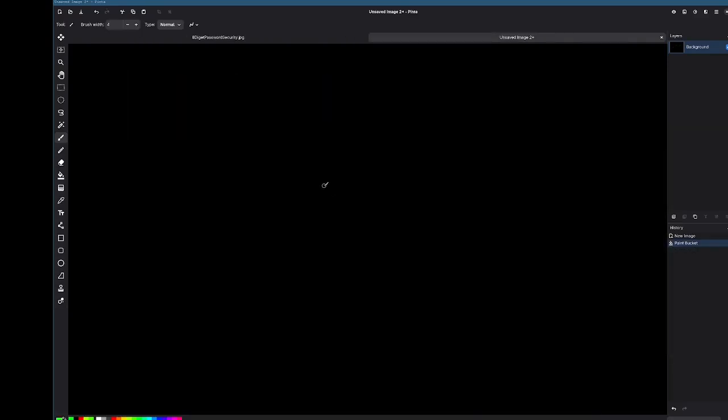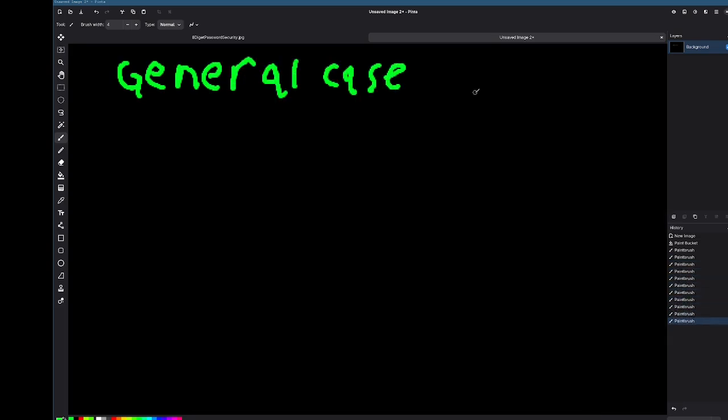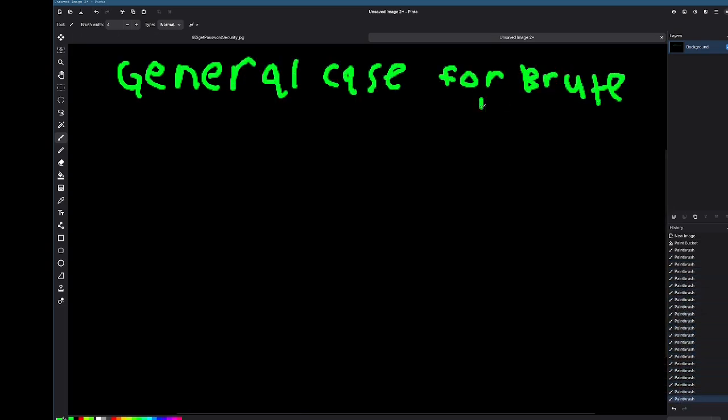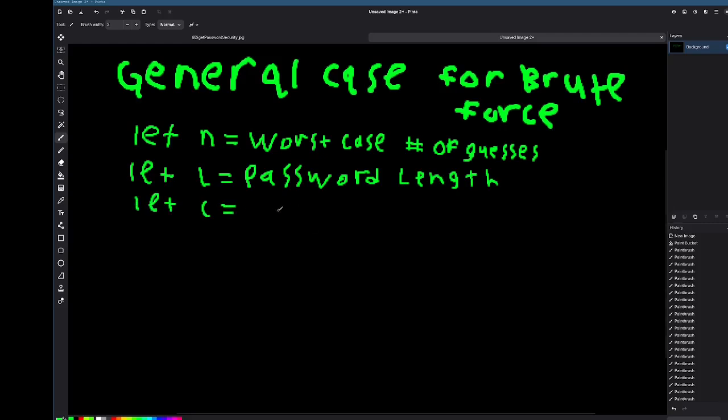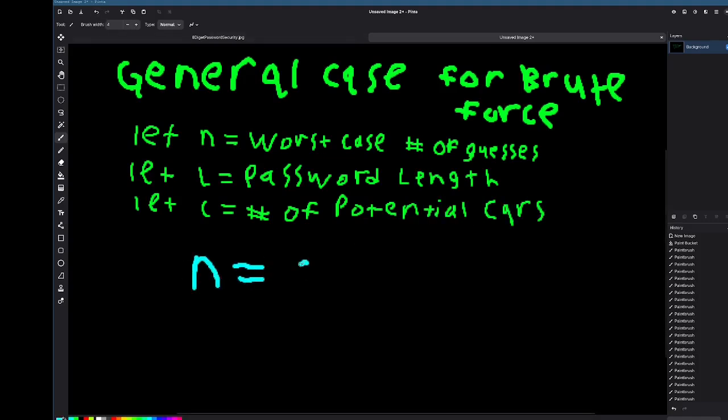So we'll take a look here at the general case for the worst case number of guesses a would-be attacker would have to make when guessing a hash. We'll let n be the number of guesses in the worst case an attacker would have to make in order to guess a hash. And we'll let L be the length of the password, so the number of characters, and we'll let C be the variety of characters, or the number of potential characters that could be in the password. So n would be equal to C to the L.